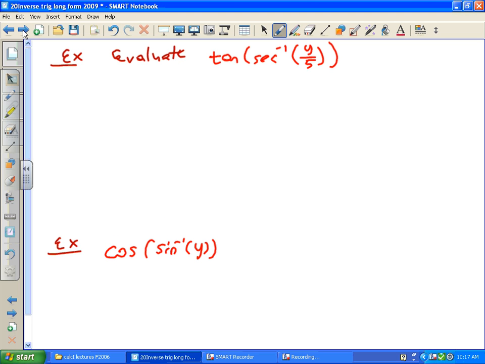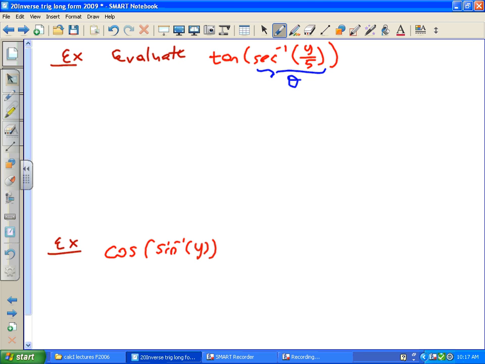Anytime you have an inverse trig function, consider that being an angle. It represents an angle. Like, for example, cosine inverse of 1 was 0. It represents the angle of 0. Sine inverse of 1 was pi over 2. It represents the angle of pi over 2. Anytime you have an inverse trig function, it represents an angle. So mark it as such. This is a theta. We don't know what theta is right now, but it's an angle.